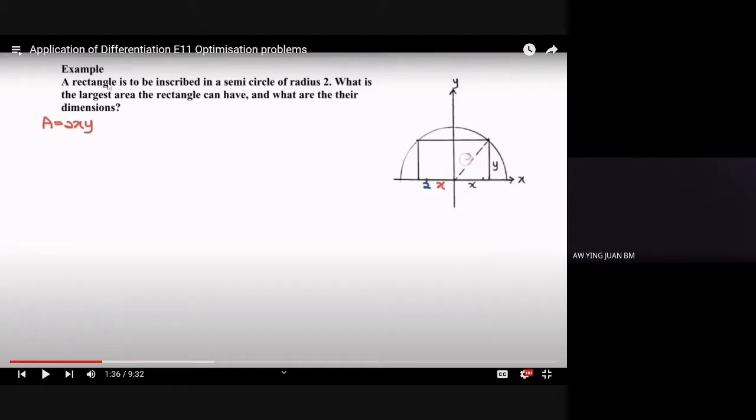Okay, cuba fahamkan ya, a rectangle is inscribed, dimasukkan ke dalam semicircle. So kita ada semicircle, boleh? Kemudian dia kata radius dia 2, bermaksudnya dari sini hingga ke sini 2. So what is the largest area?